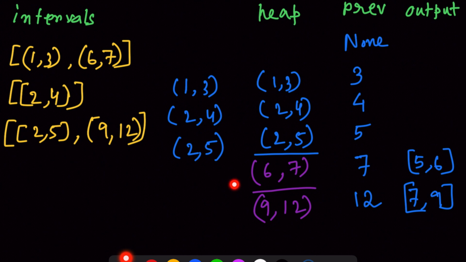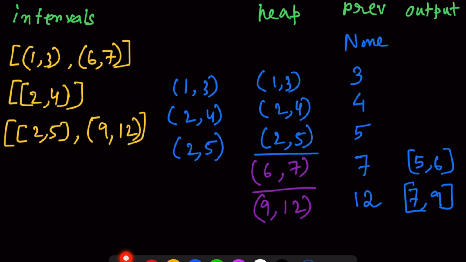Next we'll process this 6, 7. This is the minimum. This is the min heap, this is the minimum we are getting. Right, so again we see the previous is 5, the interval is starting at 6. So from 5 to 6 there is a free slot that we are adding to our output. Next we're processing 9, 12, we got a free slot from 7 to 9.